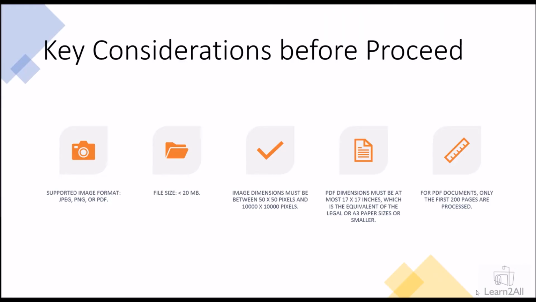Now before we start, we need to keep a few points in mind. The first point is that at this moment JPG, PNG or PDF formats are supported while scanning receipts. File size should be less than 20 MB. Image dimension must be between 50 by 50 pixels and 10,000 by 10,000 pixels. PDF dimension must be at most 17 by 17 inches, which is equivalent to legal or A3 paper size or smaller. For PDF documents, only the first 200 pages are processed. So these are some key considerations we need to keep in mind.